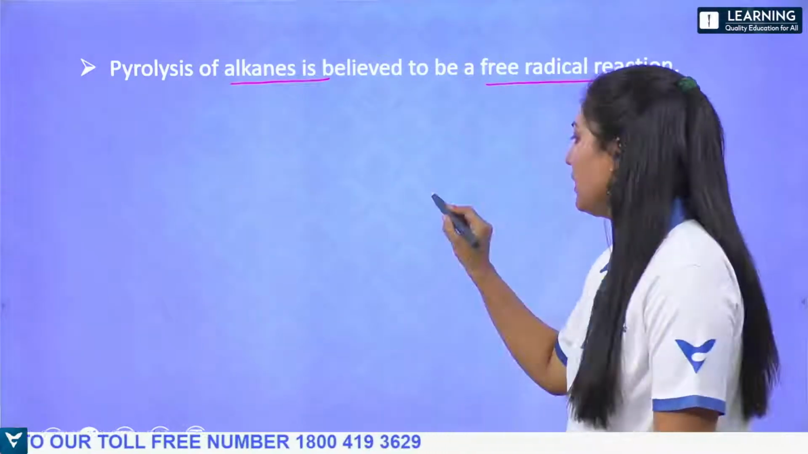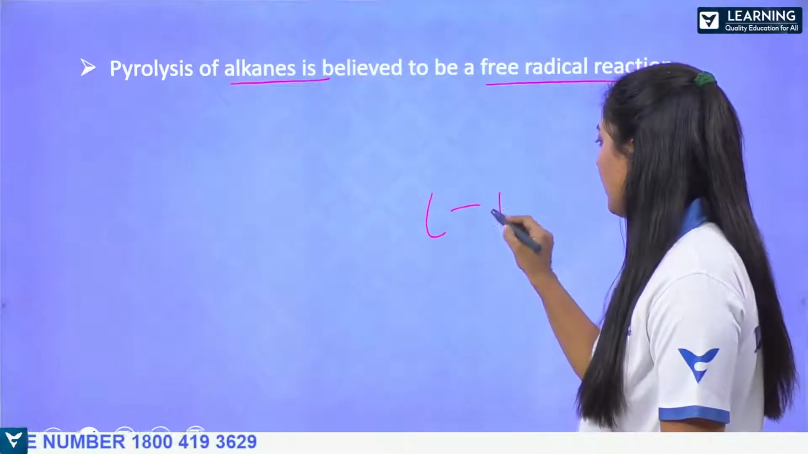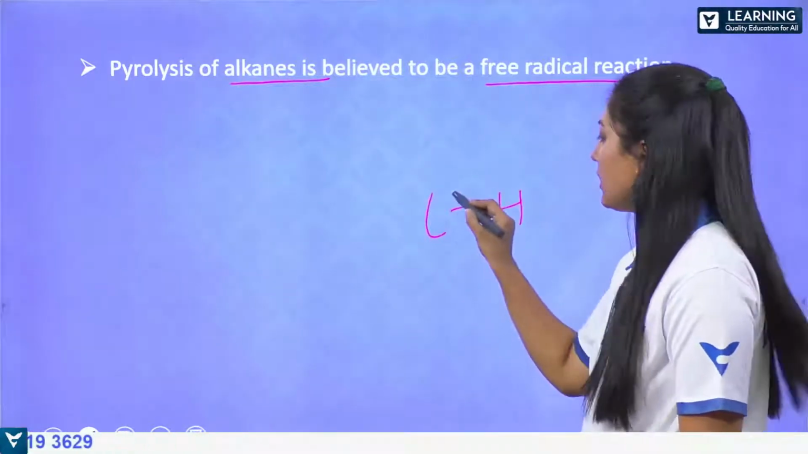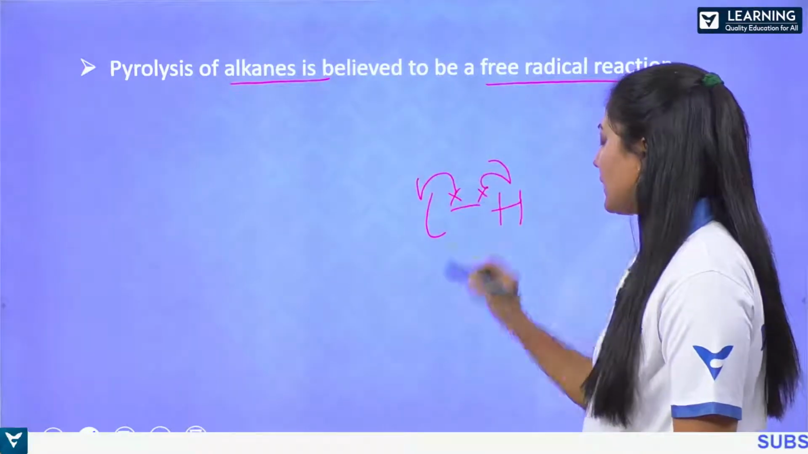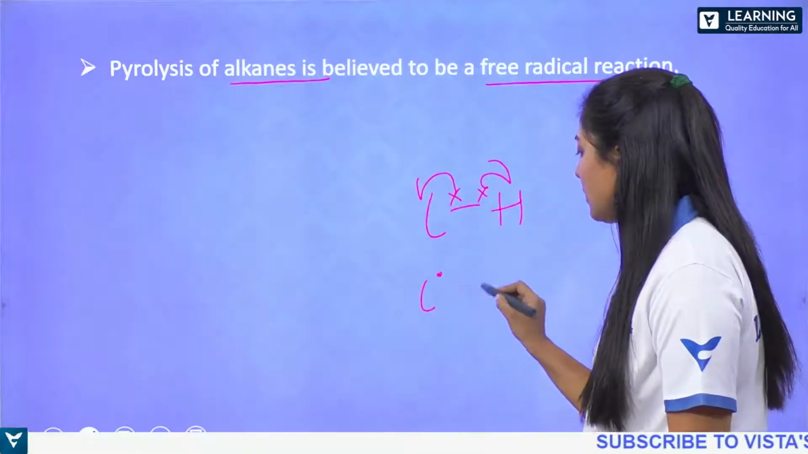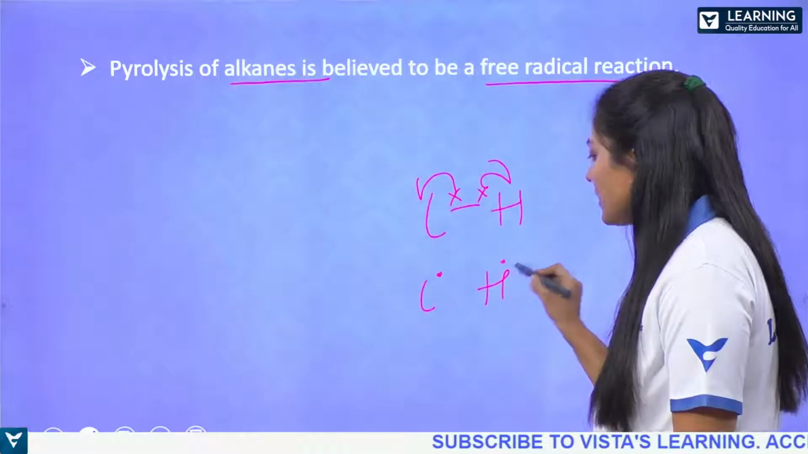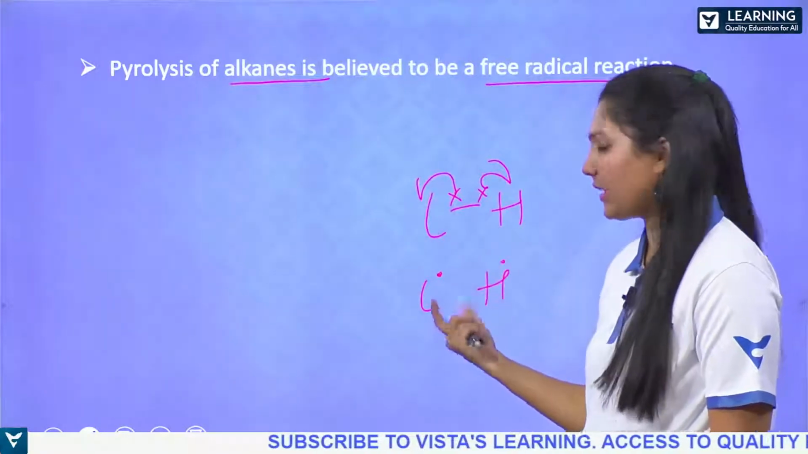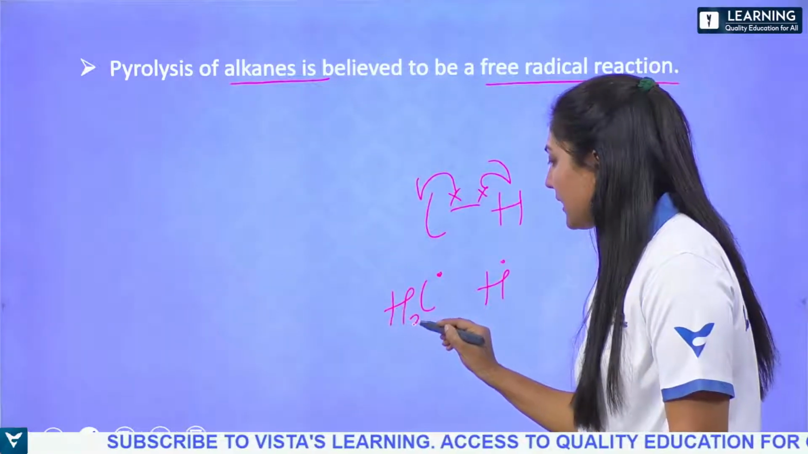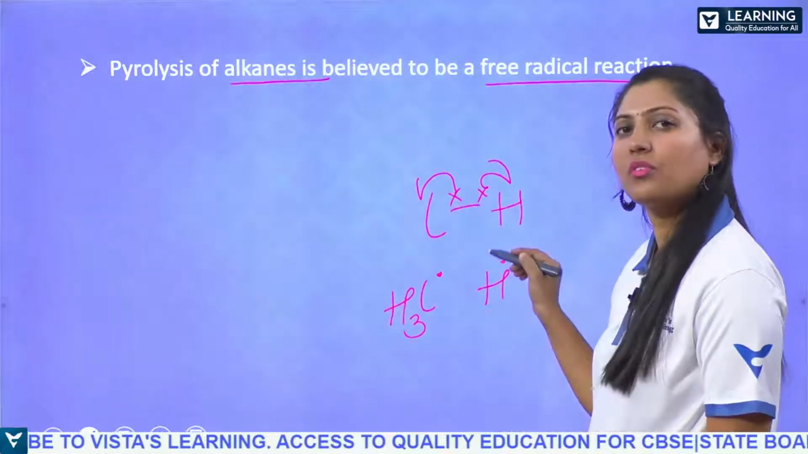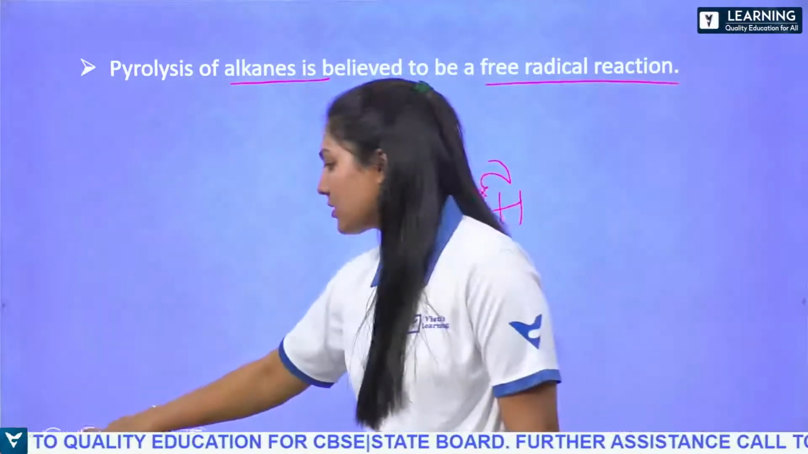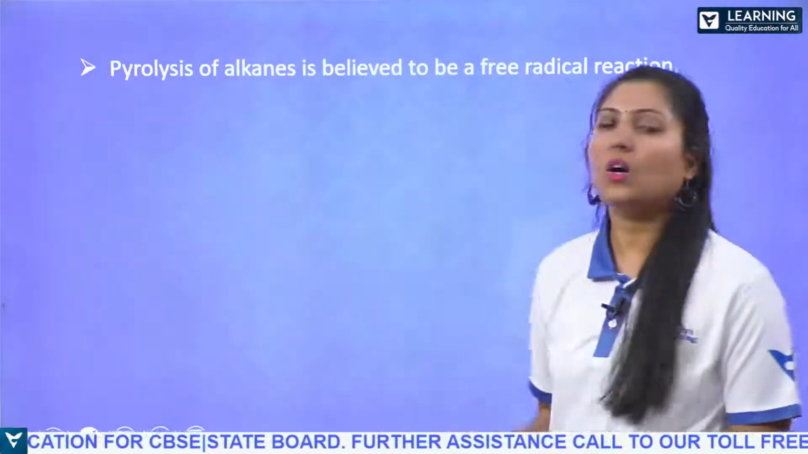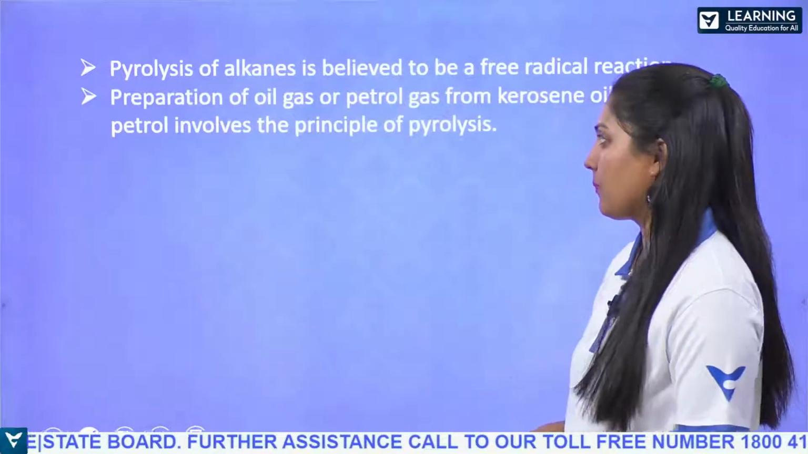Free radical means that in a C-H bond, each atom shares one electron, so they can take back their own electron and become CH3 dot and H dot. So this is a free radical. Two free radicals, a methyl free radical and a hydrogen free radical, will be produced, and that undergoes the reaction, and we call that pyrolysis.